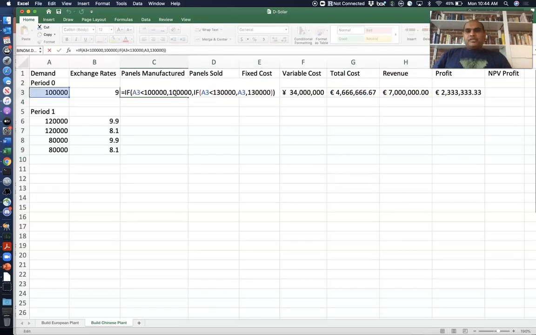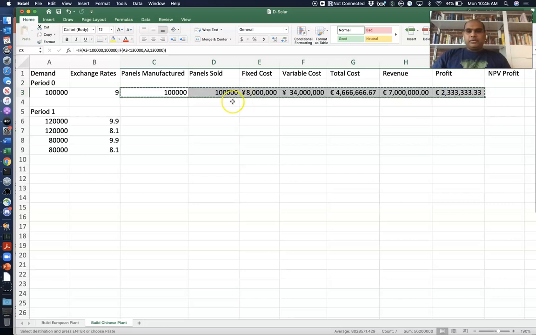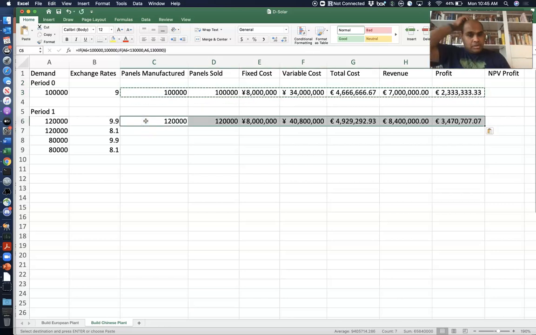So the panels manufactured, it's the same formula. It is based upon demand value. So I'm going to copy all of these formulas over. Just going to copy them and paste them. They should all work fine, because first, if demand is 120, you will make 120 panels and you will sell 120 panels. So this part is right.